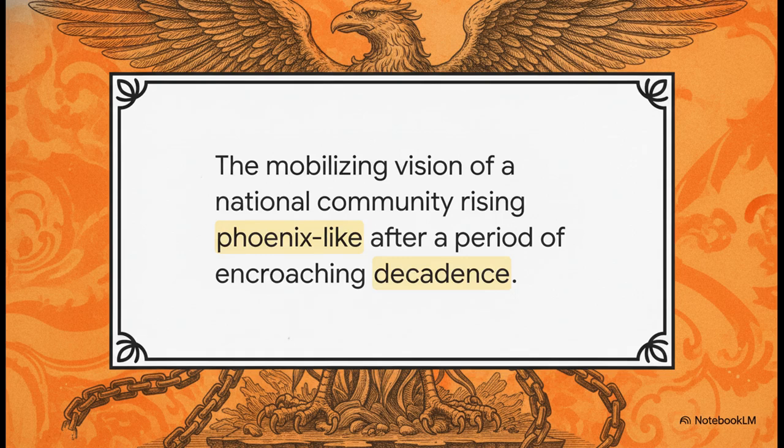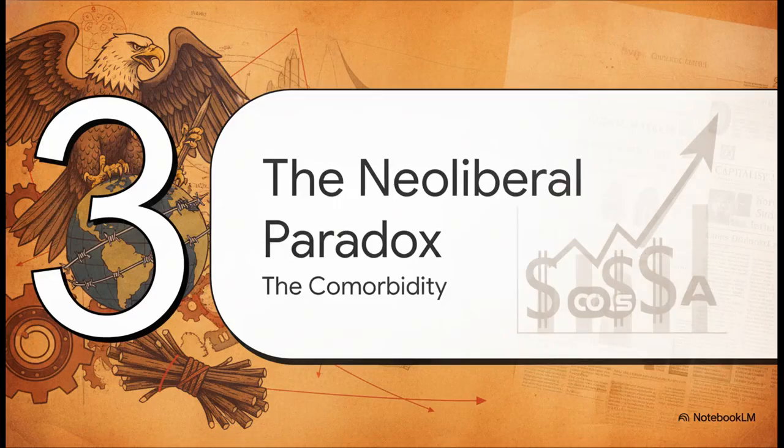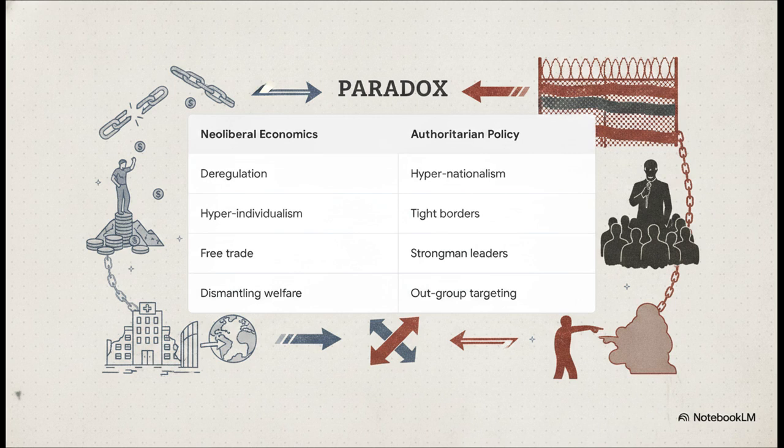It is the psychological bridge between the 1930s and today. All right, part 3, the neoliberal paradox. This is where we look at a major comorbidity. We run into a wild contradiction here in the anatomy of modern right-wing movements. Leaders often merge two seemingly opposite forces.